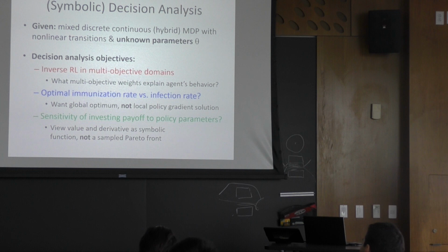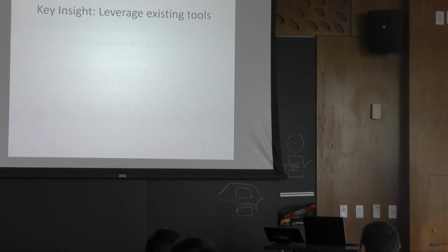For this last one, sensitivity analysis, you might know that people often look at the Pareto front. You know, they sample different parameters. They say, okay, for all the trade-offs, what's the best thing that you can do? In all of this talk, I don't want to sample. That's expensive. I don't want to do local policy gradients. I really want to take a symbolic, globally optimal view.